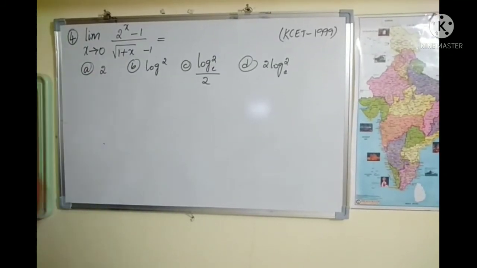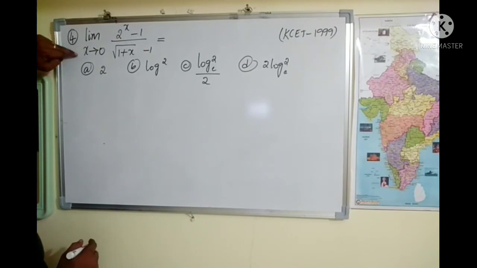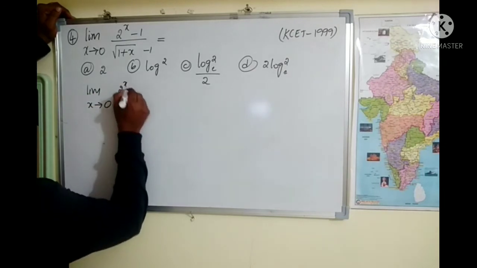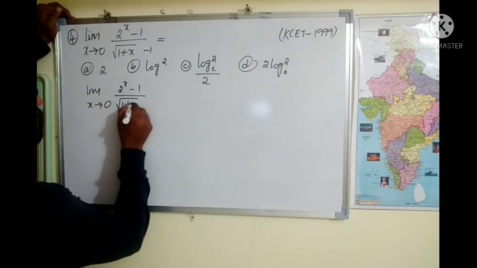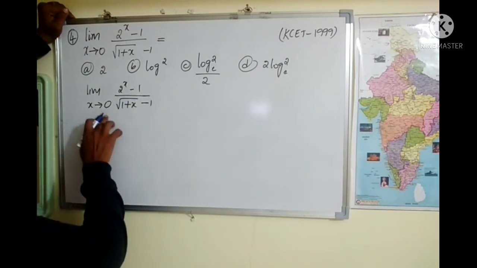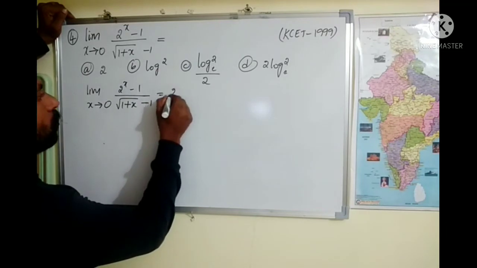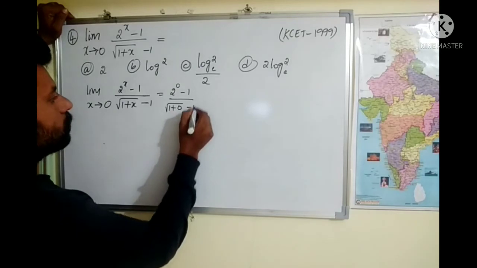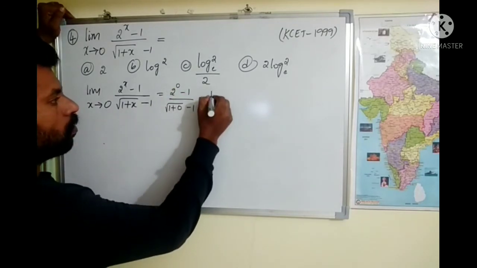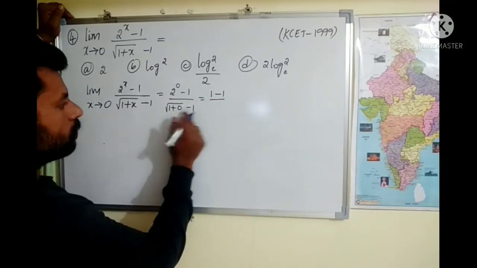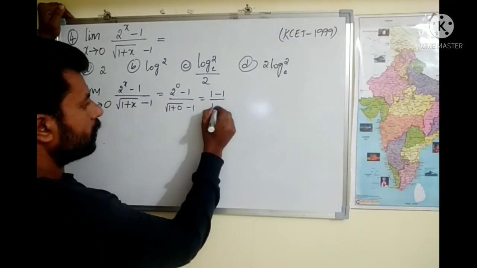So to solve this limit function, since x approaches 0, (2 to the power x minus 1) divided by (root of 1 plus x minus 1). Substitute 0 in the place of x, we get 2 to the power 0 minus 1 divided by root of 1 plus 0 minus 1, which equals 2 to the power 0 is 1, 1 minus 1, divided by root of 1 plus 0 is root of 1, 1 minus 1.